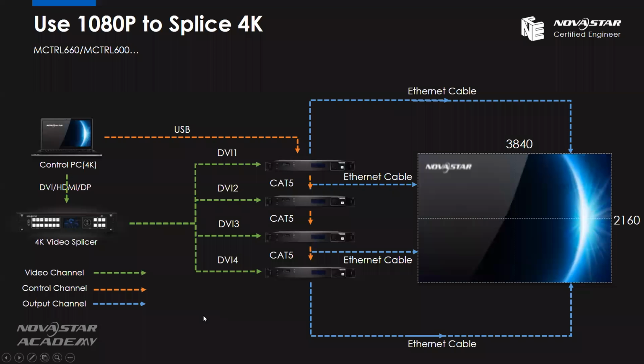First, we need to use a USB cable to connect the control PC to the first sending card. The control PC also provides a video source to a 4K splicer. And don't forget, the control PC here has a requirement: it should be capable of outputting the 4K resolution video source to the 4K video splicer. The video splicer will split the video source into 4 parts and provide this video source to each of the sending cards.